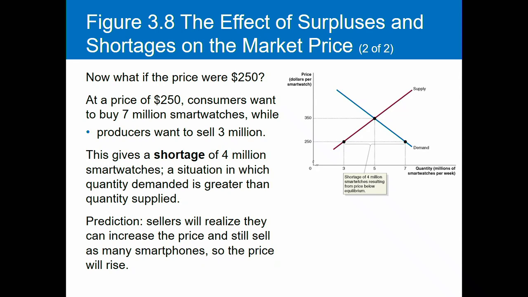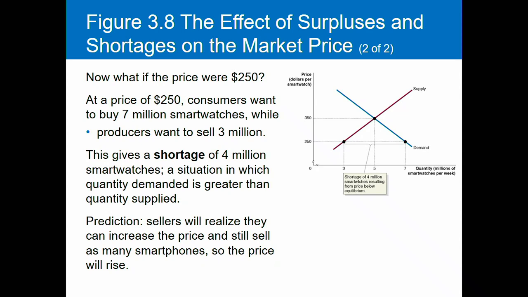So now what happens if the price is $250? They price it too cheaply compared to the equilibrium price of $350. So at $250, consumers want to buy 7 million smartwatches. They want to buy a ton of them because they're so cheap, relatively compared to the equilibrium. But producers only want to sell 3 million. They want to sell a lot less because they can't get that much money back for it. It's more worth it for them to use those resources to produce other goods. So we end up with a shortage of 4 million smartwatches, the difference between the 7 million demanded and the 3 million being produced.